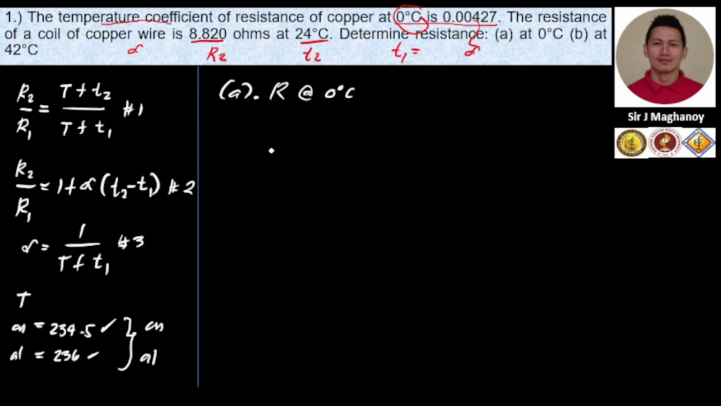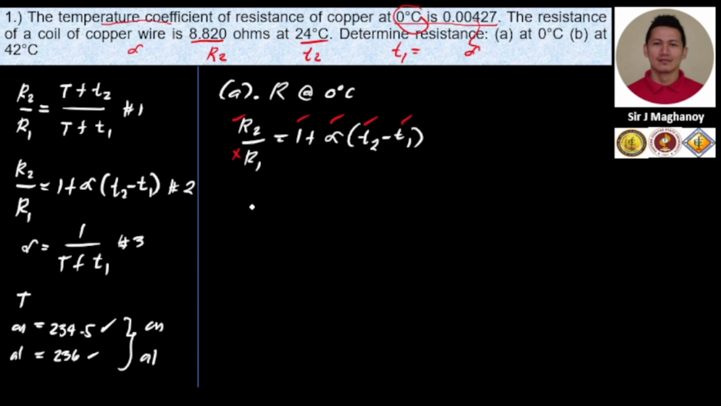So this is our temperature coefficient. Let's use the second formula. We have your final resistance over initial resistance is equal to 1 plus temperature coefficient times your change of temperature, or final temperature minus initial temperature. Let's review our given. We have the value of R2, yes. Determine the resistance at 0. This is our initial resistance, so this is unknown. The temperature coefficient is given, yes, 0.00427. Our final temperature is what? 24, given. Initial temperature is 0.